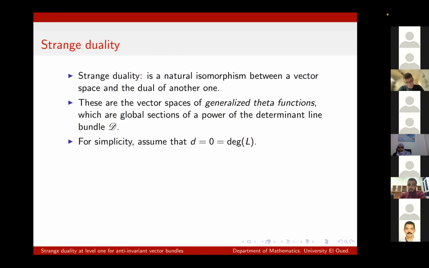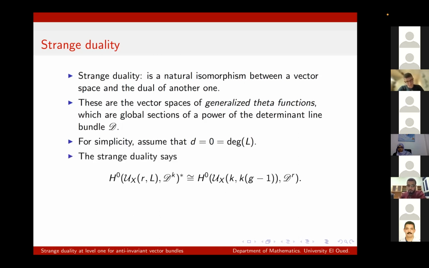So the strange duality says that we have a natural isomorphism between the dual vector space of generalized theta functions of level K over the moduli space of vector bundles of rank R and fixed determinant L, and the vector space of generalized theta functions of level R on the moduli space of rank K. Here you see that on one side we have the fixed determinant case, on the other side we do not, but we need to take some degree different from 0 in order for things to behave in a natural way.